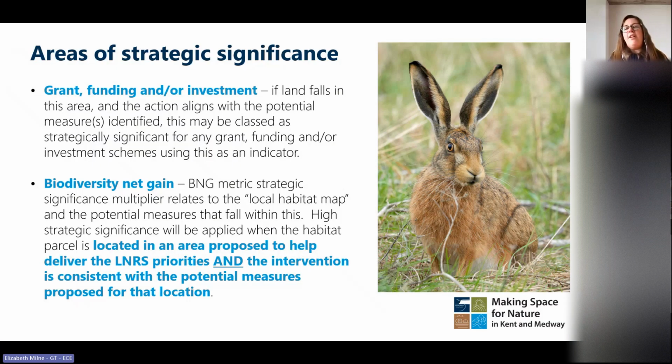A second purpose of the strategy is denoting the areas of strategic significance. So that's denoted by the local habitat map, which comprises the areas of particular importance for biodiversity and areas that could become of importance for biodiversity. So where a potential measure falls within an area that could become of particular importance for biodiversity, this indicates that that potential measure is within an area of strategic significance. So if land falls in the area and the action aligns with the potential measures identified, this might be classed as strategically significant for any grant, funding or investment scheme using this as an indicator.